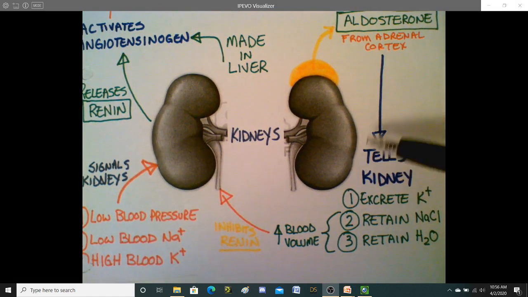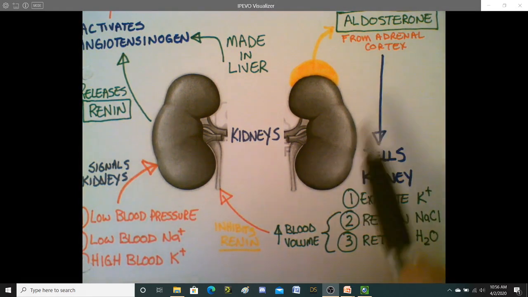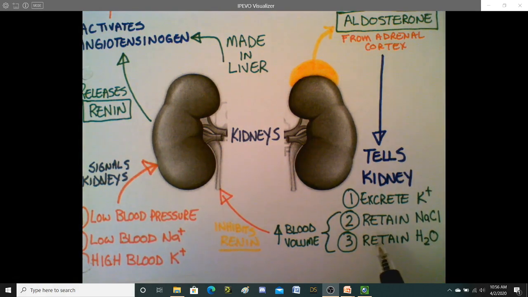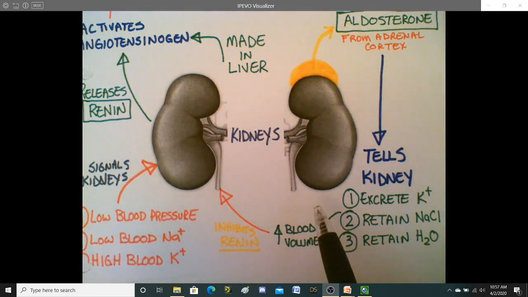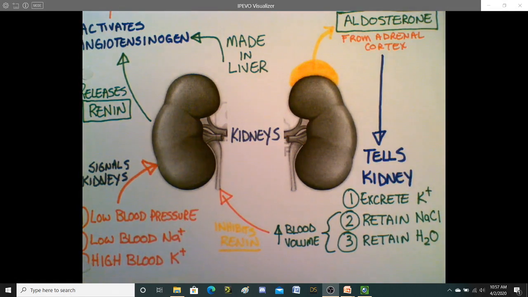So in the case of our low blood pressure, what aldosterone is going to do is tell the kidneys to retain water and not dump it into the urine. And that is going to raise our blood volume. When we raise our blood volume, we raise our blood pressure. Now, this same process is going to happen if we have low sodium. So if we have low sodium, aldosterone is going to tell the kidneys to not dump sodium chloride into our urine. So it's going to keep that sodium in our body, and it's going to raise and retain the sodium levels. This also helps raise our blood volume.